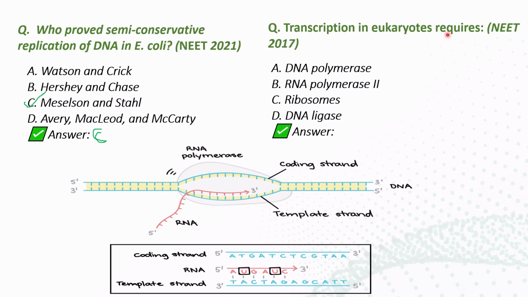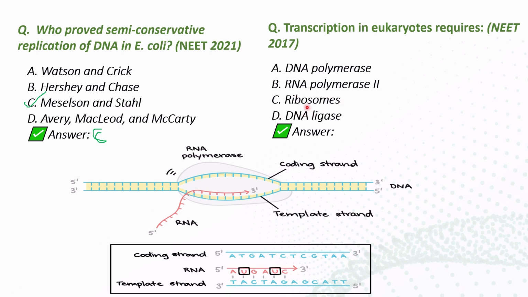In eukaryotes, what is the main thing required for transcription? Here they have given the options: DNA polymerase, RNA polymerase 2, ribosomes and DNA ligase. DNA polymerase is the enzyme which synthesizes DNA molecules, so this is not the one, because here we are producing RNA. RNA polymerase 2 is an enzyme of the RNA polymerase type; there are RNA polymerase 1 and 2. We'll see if this is right or not.